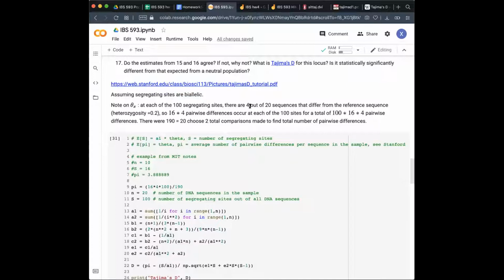And so in total, there will be 16 times 4 pairwise differences at each of the 100 sites. So I should have a total of 100 times 16 times 4 pairwise differences. And then I'm normalizing over 20 choose 2. That's the Wikipedia formula. And this number is around 34. So that's totally not right.